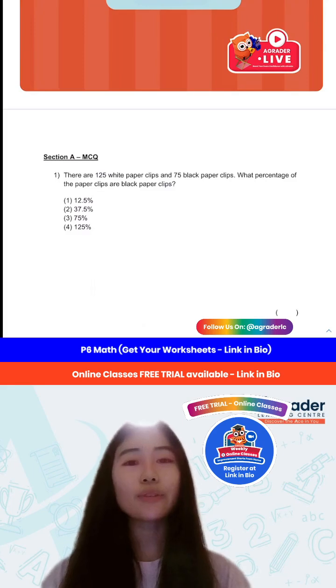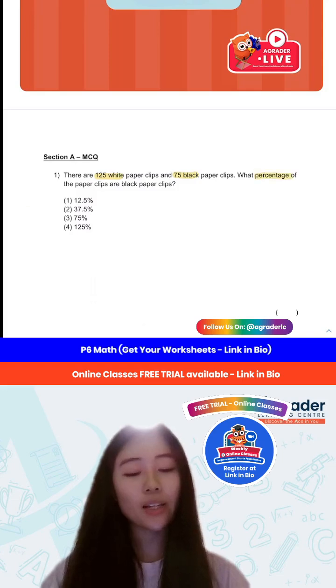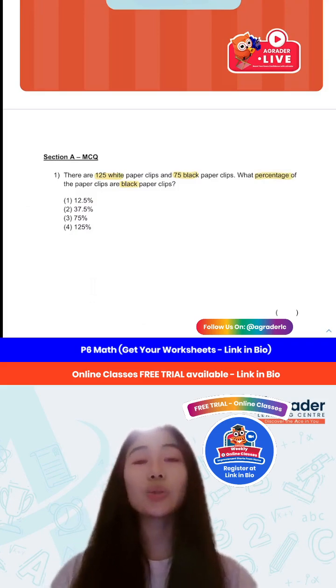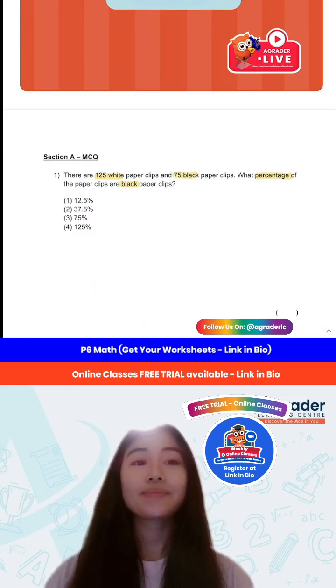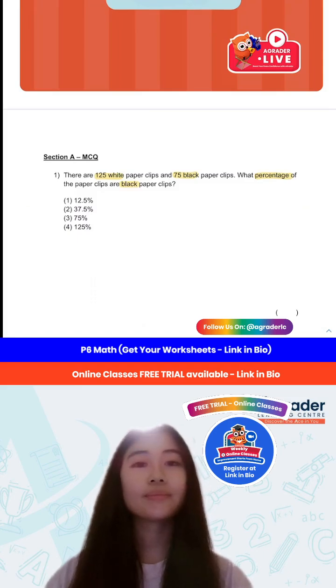Alright, let's start off with the first question. There are 125 white paper clips and 75 black paper clips. What percentage of the paper clips are black paper clips? This is MCQ, you can't use calculator. If you printed out your worksheet, you can do your calculations on the worksheet. If not, just take a blank piece of paper and do your own calculation.